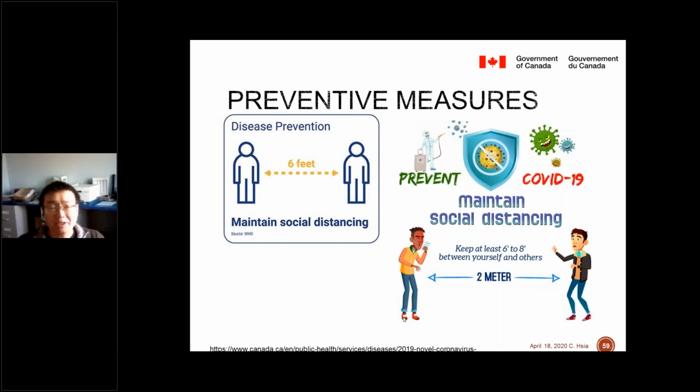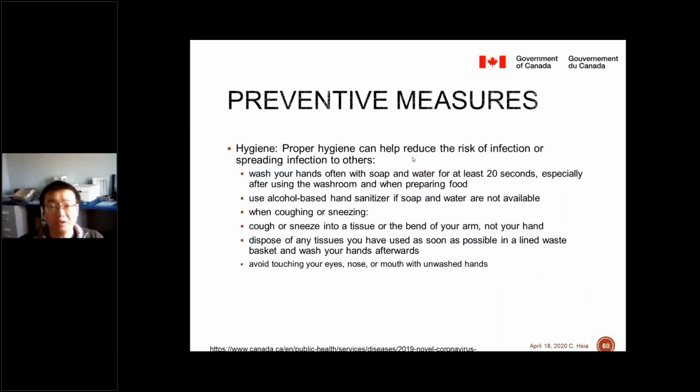Proper hand hygiene is very important, and proper hand hygiene can help reduce the risk of infection or spreading infection to others. So you should wash your hands often with soap and water for at least 20 seconds, especially after using the washroom or when preparing food. Use alcohol-based hand sanitizers if soap and water are not available.